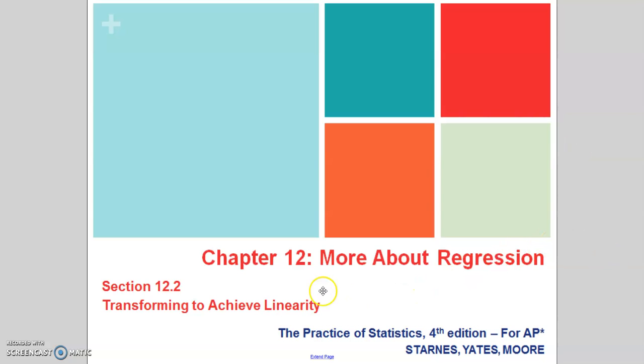Hello there, stats students. Today we are starting section 12.2, which is our final section of this chapter and the textbook. We're going to be looking at transforming to achieve linearity.